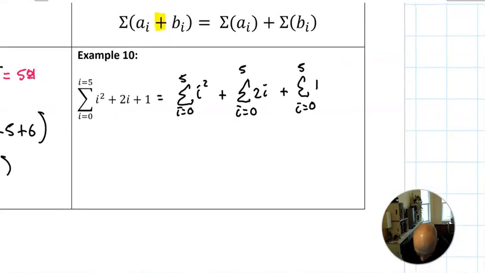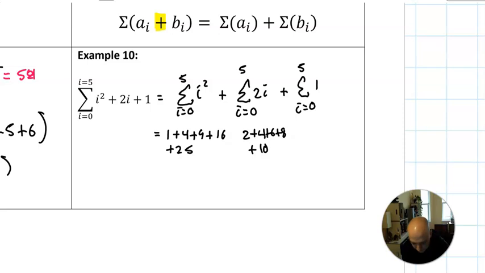Well, maybe you already know how to do individual pieces of this, or it's easier to just find each piece. So 0 to 5 of I squared is 0 squared plus then 1 plus 4 plus 9 plus 16 plus 25. There's actually formulas for sums of squares. I think we've looked at them before. This one is 2 times 0, and then it's 2 plus 4 plus 6 plus 8 plus 10. So we have formulas for that.